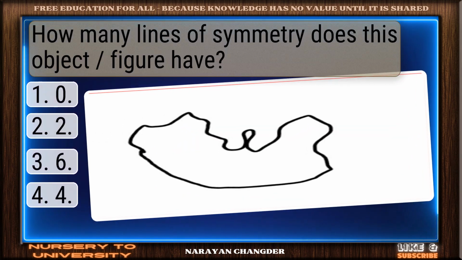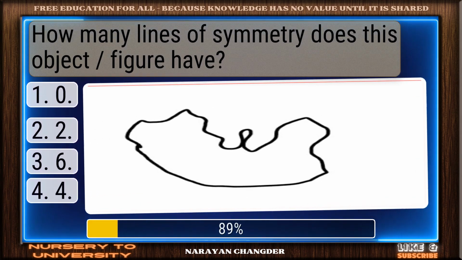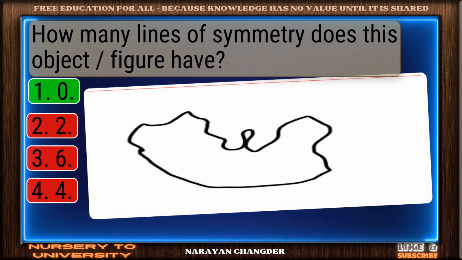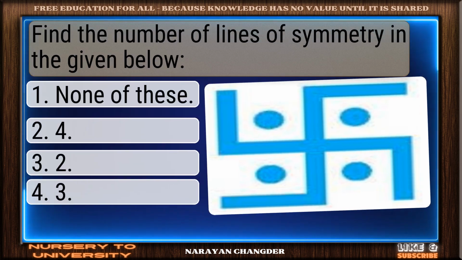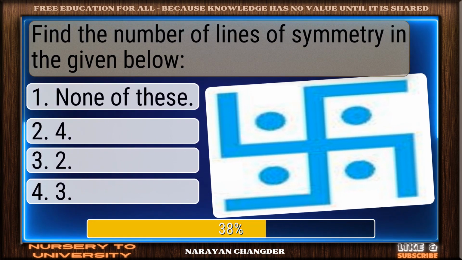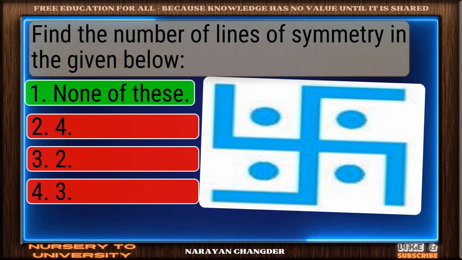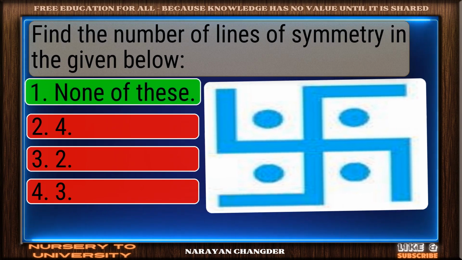How many lines of symmetry does this figure have? On track. Zero is the correct answer. Find the number of lines of symmetry in the given figure below. Correct response. None of these is the most accurate answer.